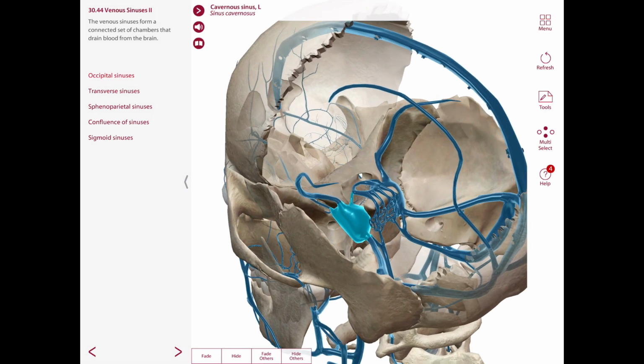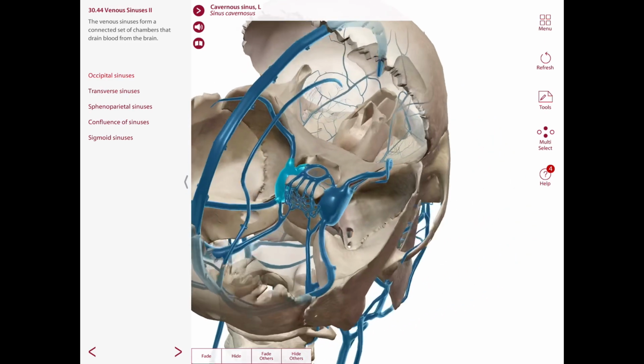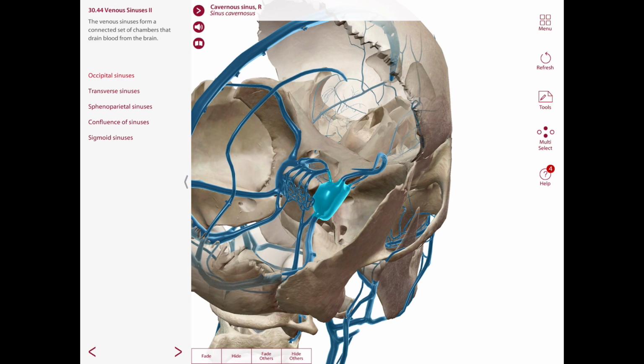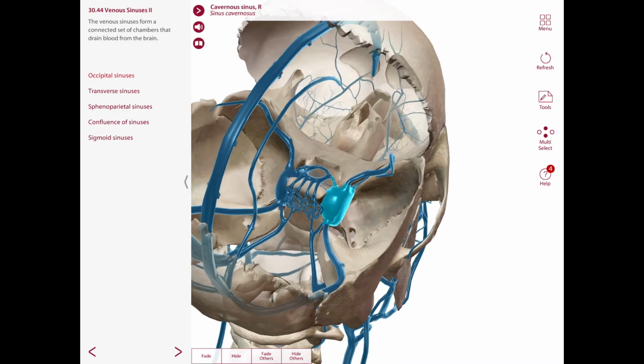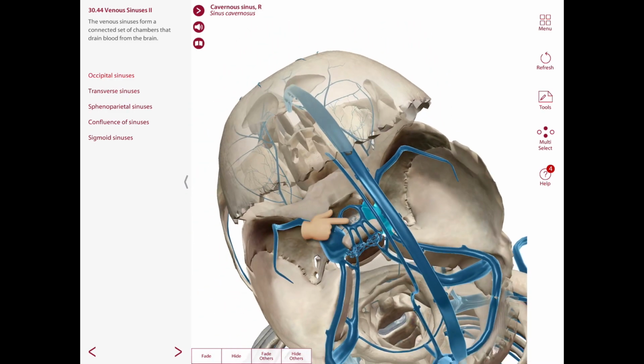That structure is located in the middle cranial fossa on each side of the sella turcica. So you can see it there and here. It drains the contents of the orbit, parts of the cerebral hemispheres, the pituitary gland, which is actually located in the center, in that sella turcica over there, and the sphenoparietal sinus.